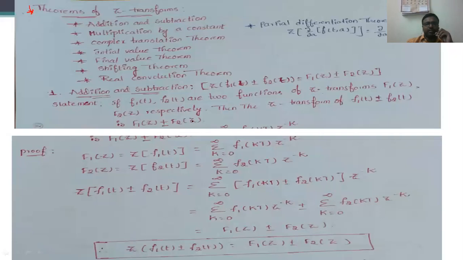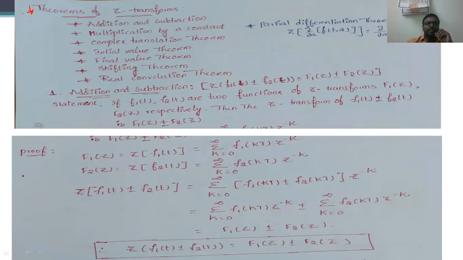If f1 of t and f2 of t are two functions and we apply the Z transform to them, we get the Z transforms F1 of z and F2 of z. Then the sum or difference, f1 of t plus or minus f2 of t, is nothing but F1 of z plus or minus F2 of z.